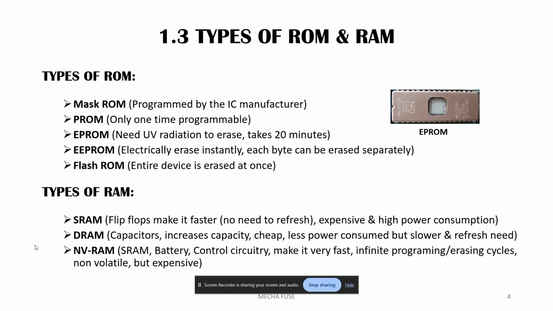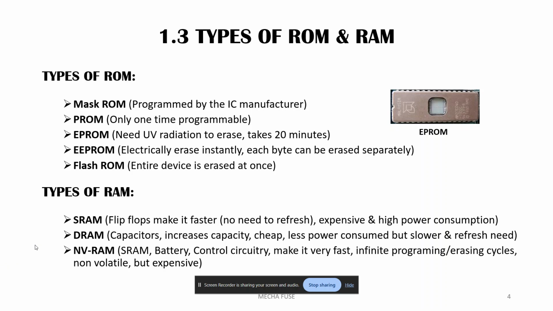Even our older CPUs were made using capacitors, and you all know the CPU is one of the fastest things in your whole computer, even compared with your RAM or ROM. Moving toward the next thing, non-volatile RAM. It is made of SRAM, a battery, and control circuitry, which makes it faster because the SRAM and battery make each other powerful, and then we get control circuitry.